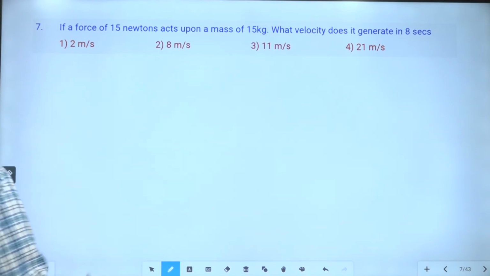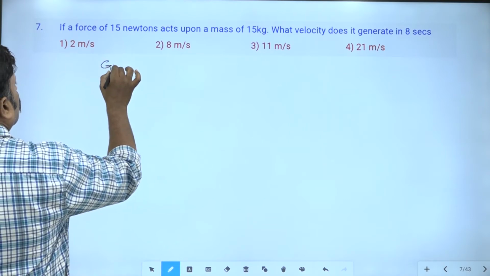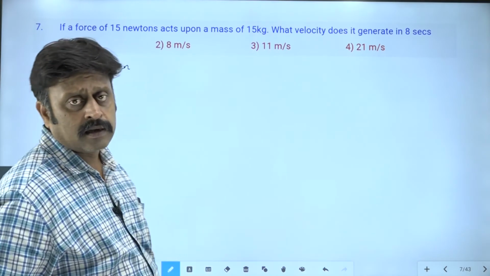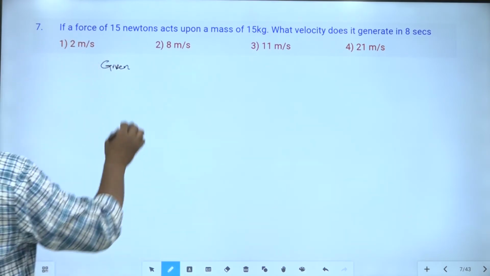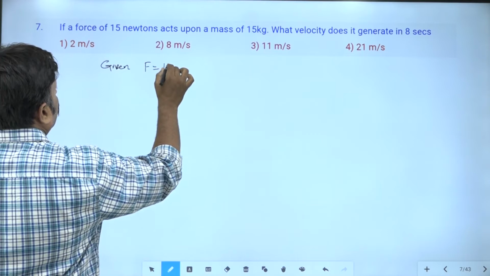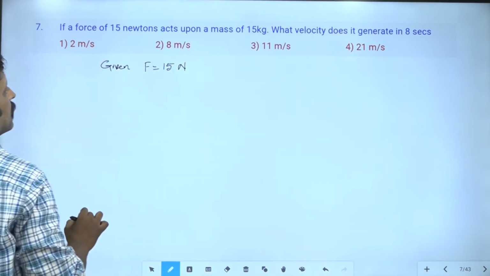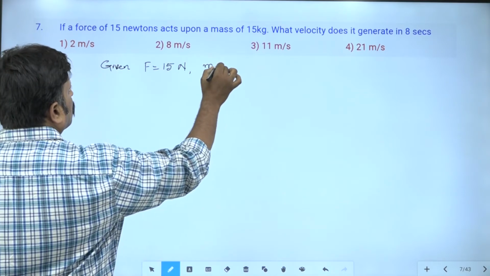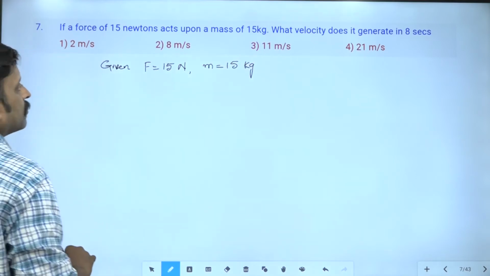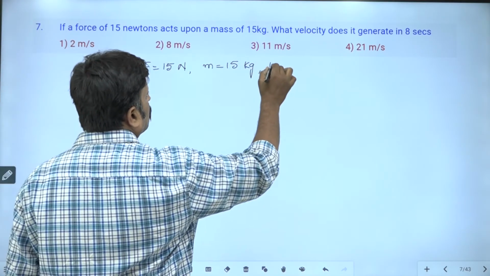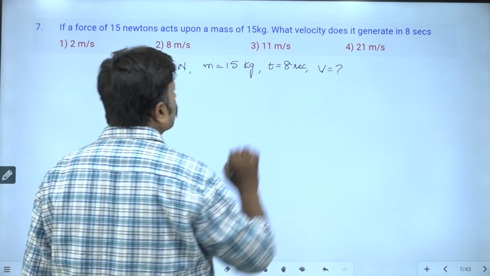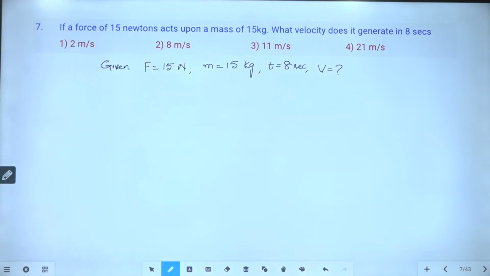So, a simple problem. See here, first write the data that is given to you, then it gives a complete picture. Okay, it will be easier for you. So, force is how much given? 15 newtons acts on a body of mass 15 kg. Time is given as 8 seconds. What velocity does it generate?